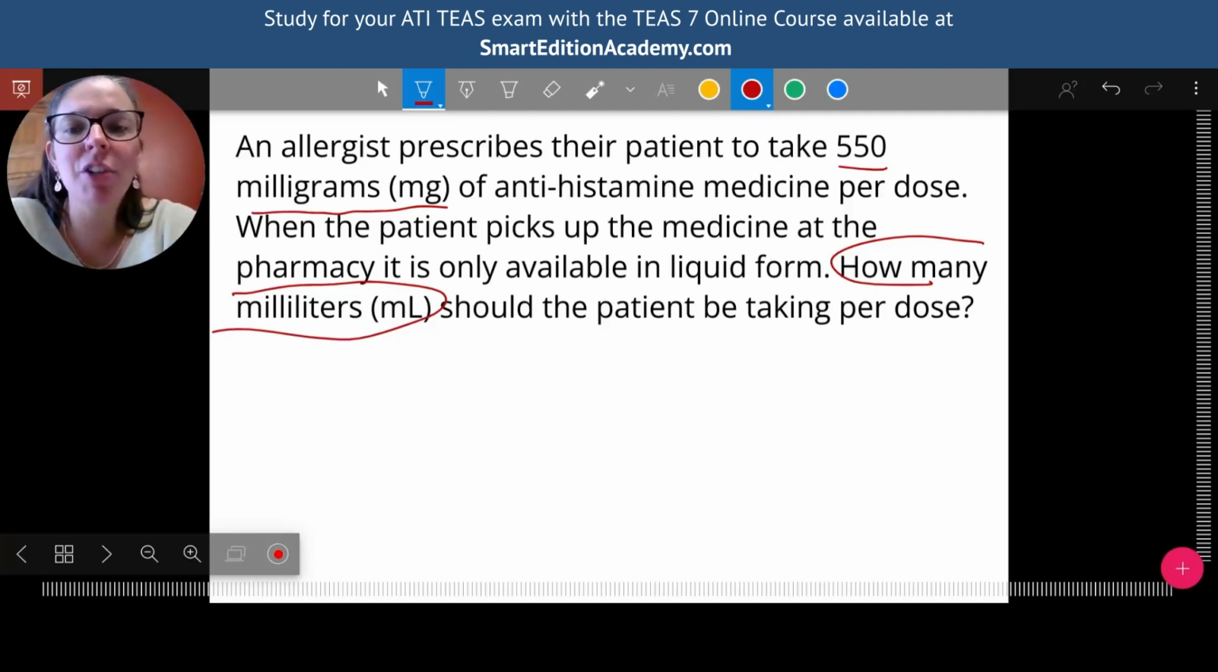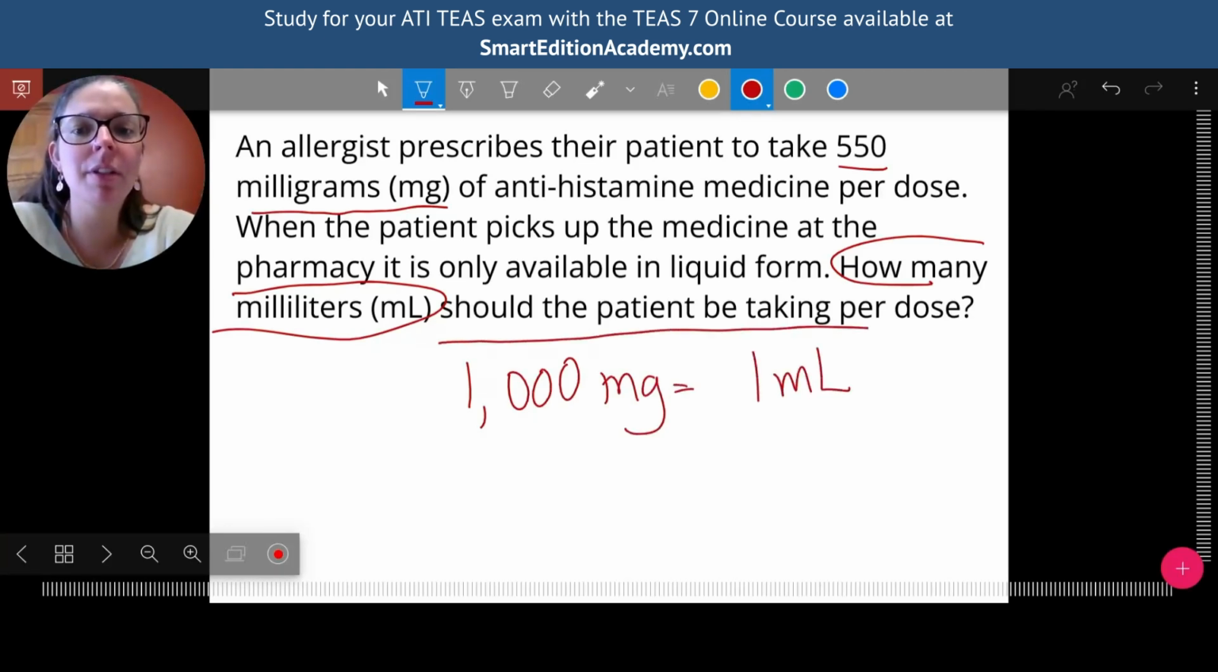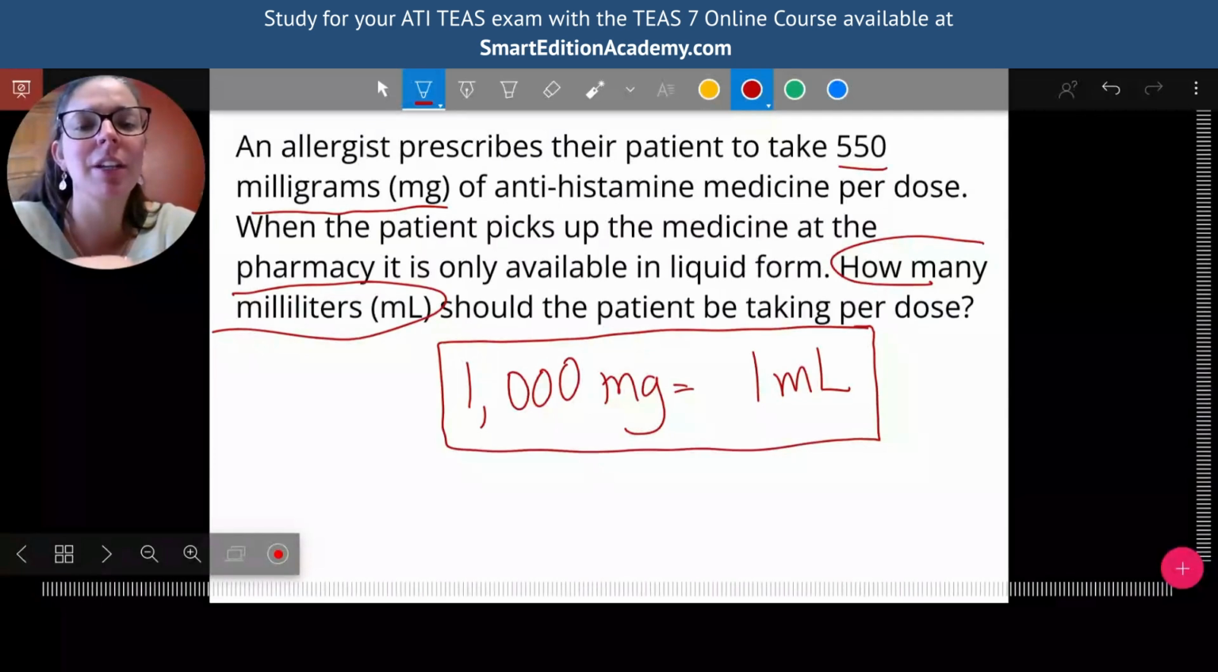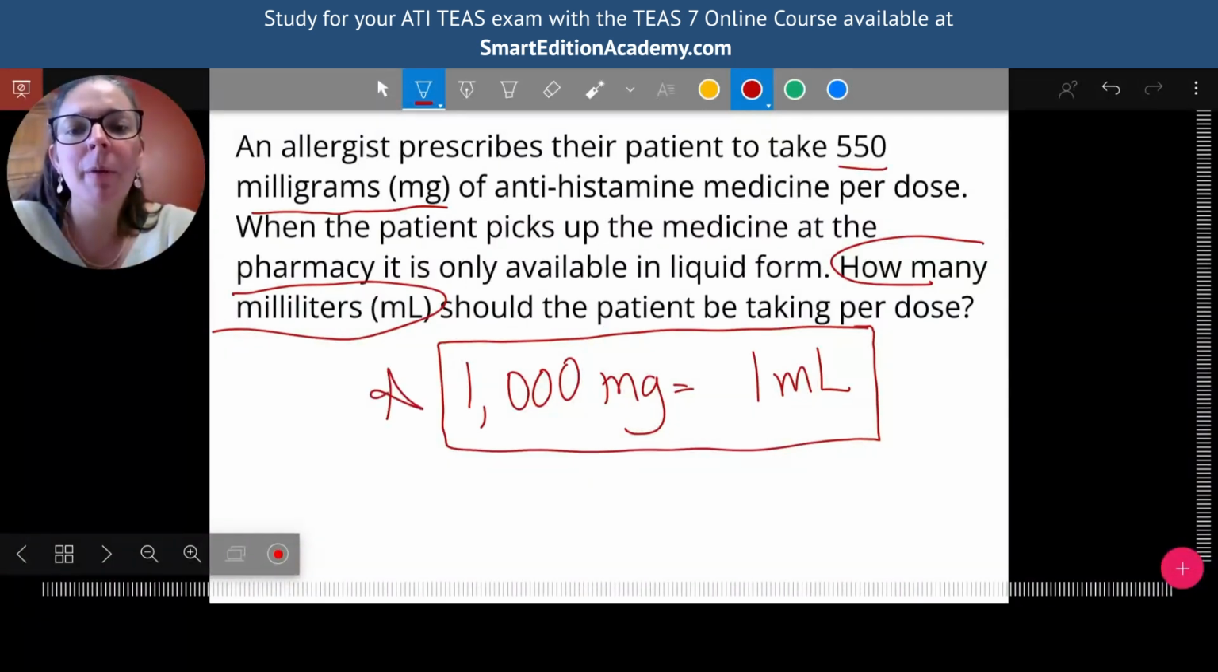So this is a conversion you need to know. I would absolutely write this down. So 1,000 milligrams is equal to 1 milliliter. Write this down. This is the conversion that we can use unless they give us another one. Unless they give us something to use specifically, this is the one we can assume we are allowed to use. 1,000 milligrams is equal to 1 milliliter. So now we just use that conversion to go from milligrams to milliliters. So 550 milligrams is equal to how many milliliters?